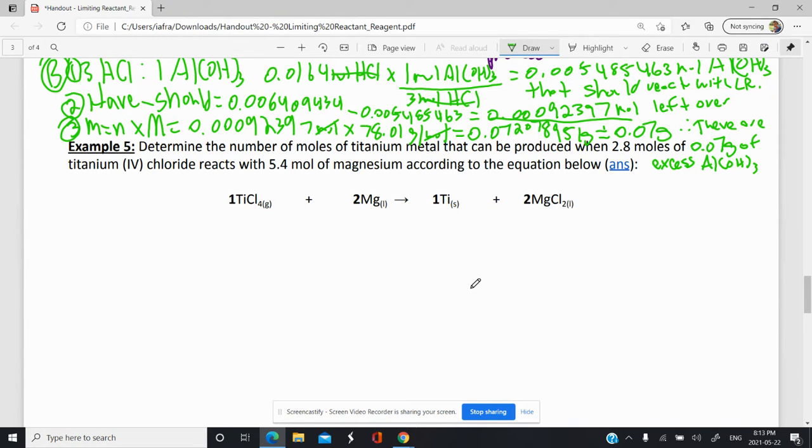In this video, we're going to do the last example from your handout of limiting and excess reactants. Let's take a look at example 5. Determine the number of moles of titanium metal that can be produced when 2.8 moles of titanium 4-chloride reacts with 5.4 moles of magnesium, according to the equation below. So let's go ahead and write some information down.